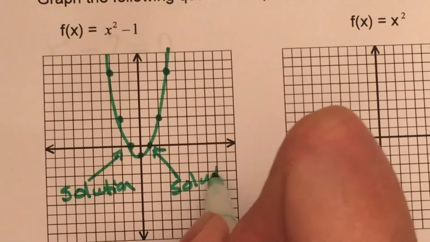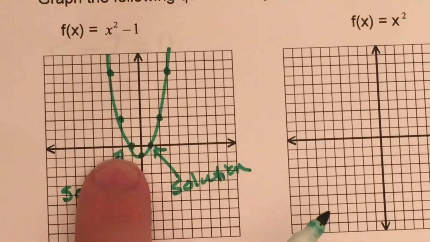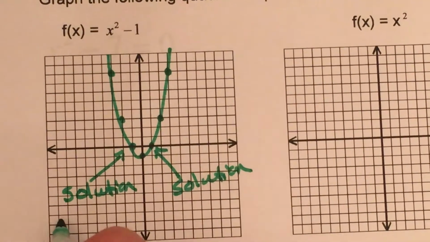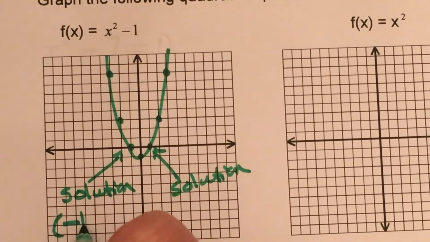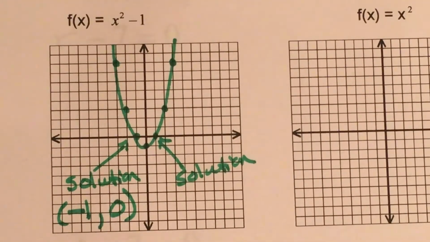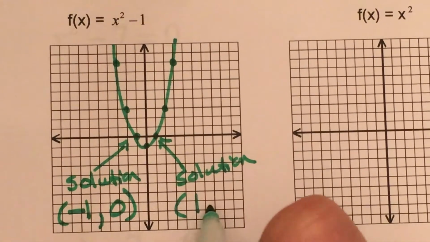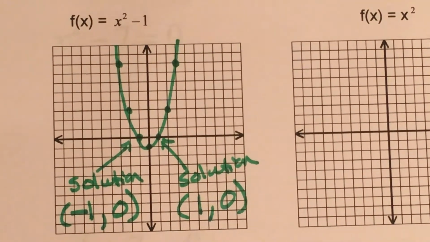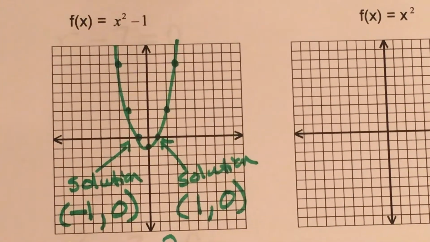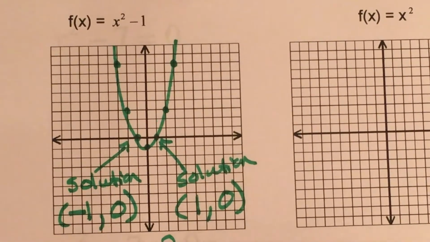So what is the address, what is the coordinate point of the one on the left? It was -1, 0. What is the address or the coordinate point of the solution on the right? 1, 0. There you go. How many solutions did we get? 2 of them. Ta-da! And they are 2 real solutions.